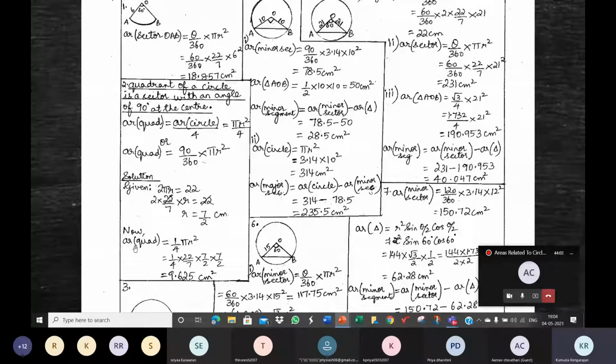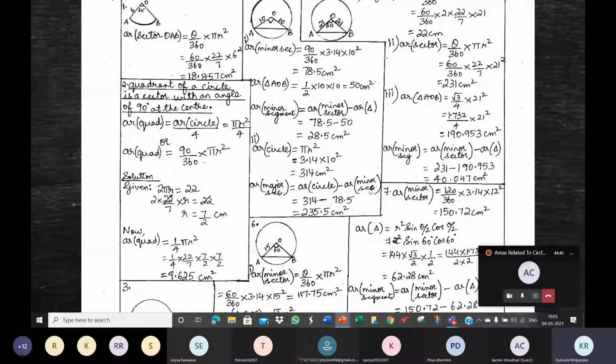So area of the quadrant. This is another way of working here, so just follow what I'm saying. The area of the quadrant is equal to 90 by 360 into pi r square. What is 90 by 360? 1 by 4. So 1 by 4 pi r square. The area of the quadrant is 1/4 the area of the full circle. Area of a semicircle is half pi r square. Area of a quadrant is 1/4 pi r square.